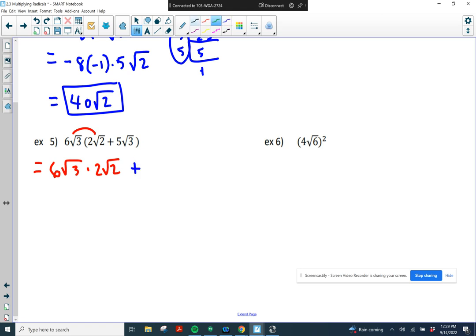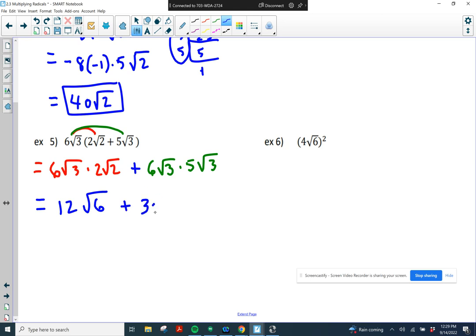Okay, next we're going to do 6 radical 3 times 5 radical 3. So we're going to do plus 6 radical 3 times 5 radical 3. Okay, now this is going to be a little bit like what we did with polynomials. So we're going to multiply the 6 times the 2 and get 12. What's square root 3 times square root 2? It's square root 6. Plus, what's 6 times 5?